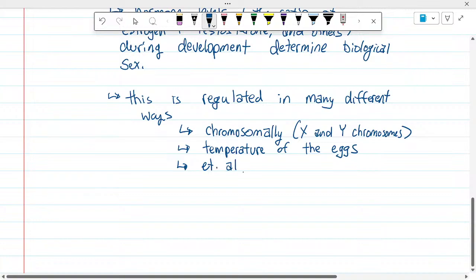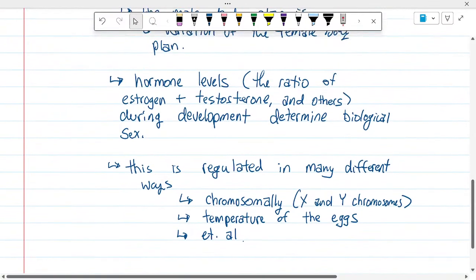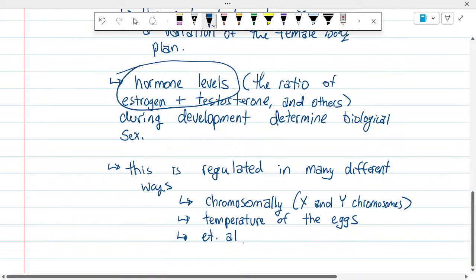But again, that is not regulating sex directly. Rather, that is regulating the hormone levels, and the hormone levels regulate biological sex. Does that make sense? That's an important distinction, because what genes do you imagine are on the Y chromosome, given what it codes for? Remind me, what does the Y chromosome code for?